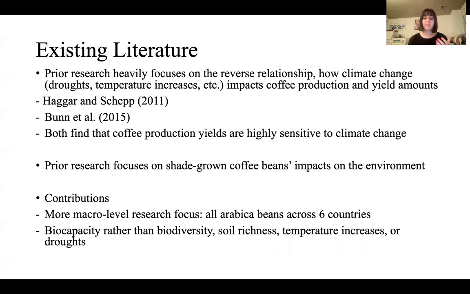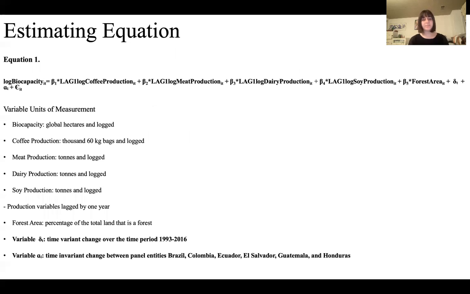And also, as I stated with that first slide, these countries that I examined, their economies and economic growth are all dependent really heavily on Arabica coffee production. And so I think it's really important to acknowledge indexes like biocapacity, because these hold really important impacts and meanings for the sustainability of those economic processes. So my estimating equation, biocapacity is my dependent variable. Coffee production is my main explanatory variable, and I include meat production, dairy production, and soy production to account for any negative impacts that these production processes would have on biocapacity. I also include forest area to account for any positive impacts that this would have on biocapacity.